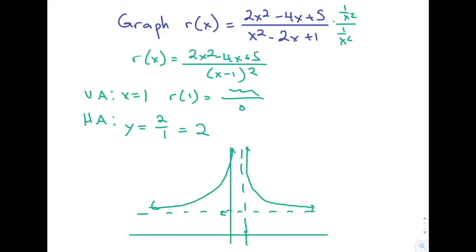Now, from our graph, we can get the domain and range. The domain is what? All reals except for 1. And the range is what? The range is strictly greater than 2, so that would be 2 to infinity. I'm kind of mixing my notation there. I've got set builder notation and interval notation, but just to make it clear, that's the domain and range of this particular function.